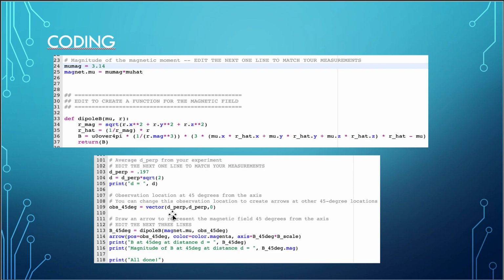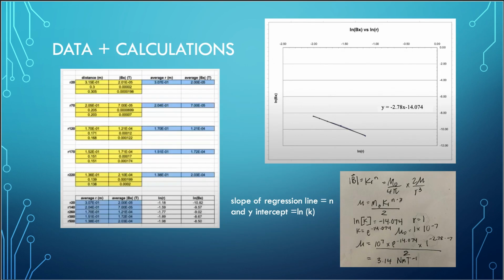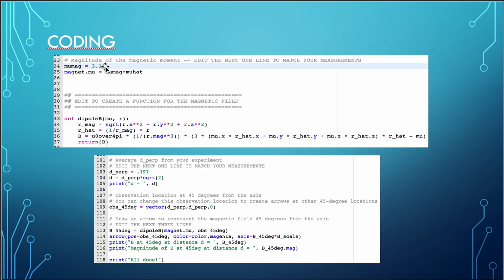So this is just a snippet of the coding. The first thing I did was take this value that we found for mu right here, 3.14, and put that in and edited the magnetic moment line. And then I created this function using the Biot-Savart law to calculate the theoretical magnetic field, to then compare that with the experimental one from the experiment.